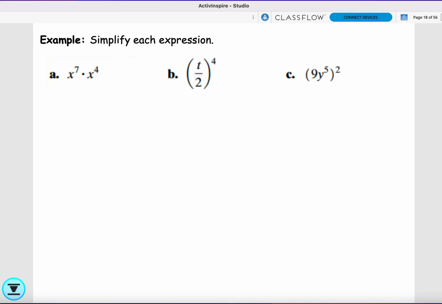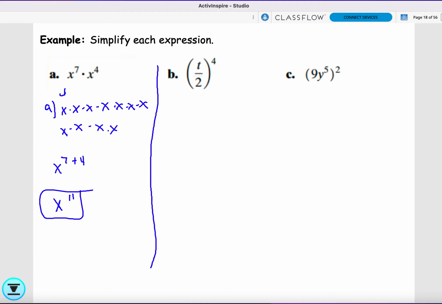So go ahead and now we're going to use any rules that we know to simplify any exponential expressions. So look at A, x to the 7 times x to the 4. And right there we know we're multiplying, so that's going to be adding the exponents, 7 plus 4. In case you didn't know that, you can just expand it. So we have 7 x's here. 1, 2, 3, 4, 5, 6, 7. Then we have 4 more. 1, 2, 3, 4. Add them all up. So then we get 7 plus 4, which is just 11. We're done.